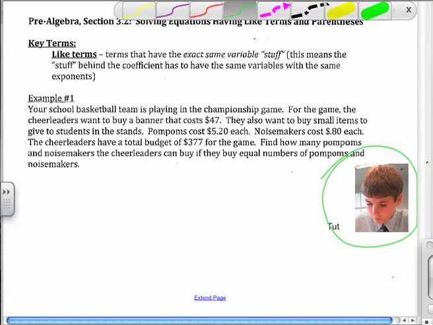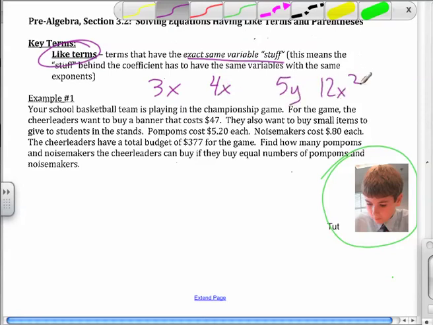All right. Okay, guys, like terms. We know what like terms are. They're terms that have the exact same variable stuff behind them. So 3x and 4x, those are like terms. But 5y is not. 12x squared is not, because it has the same variable but a different exponent. So these two are like terms, but these are not.